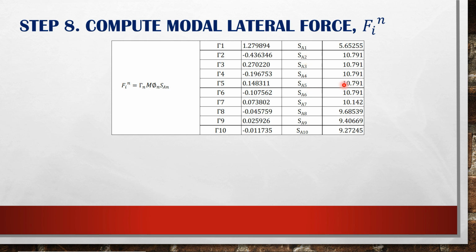And SA6, so, SA7 natin, 10.142, SA8, 9.68539, SA9 is 9.40669, and SA10 is equals to 9.27245. And, asan yung mass matrix natin? Tsaka yung eigenvectors natin or yung matrix natin for this phi n.